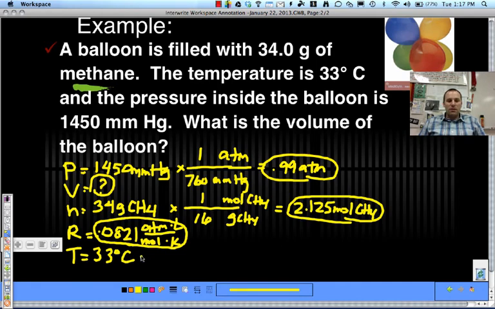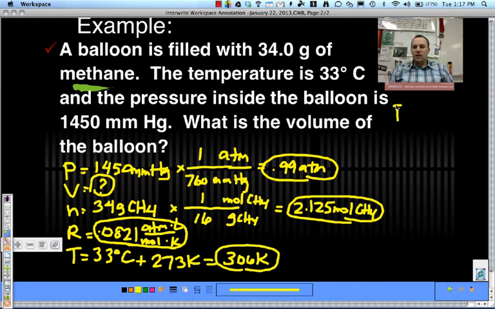Okay, and the temperature needs to be in Kelvin. Remember to go from degrees Celsius to Kelvin, you add 273. So we have 306 Kelvin. Now we check atmospheres, liters, moles, Kelvin. Everything is in the correct unit. So now all you have to do is plug and chug.